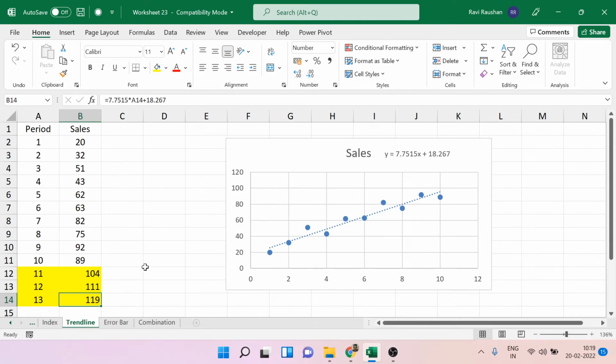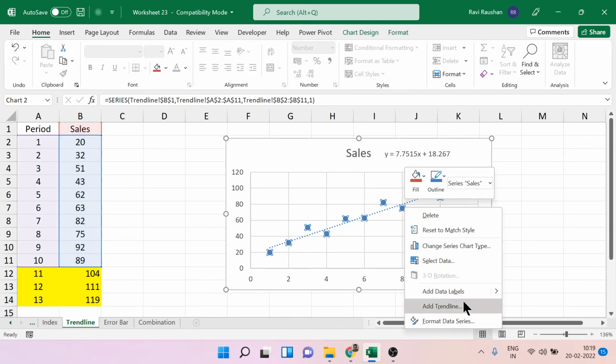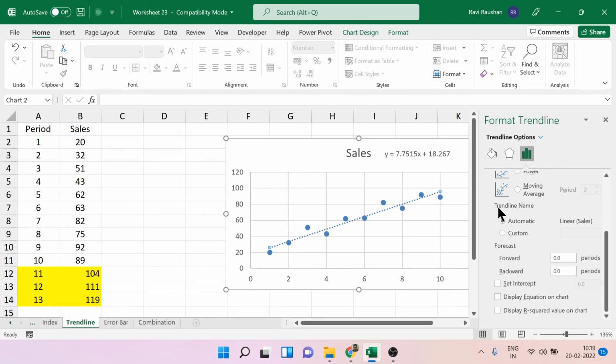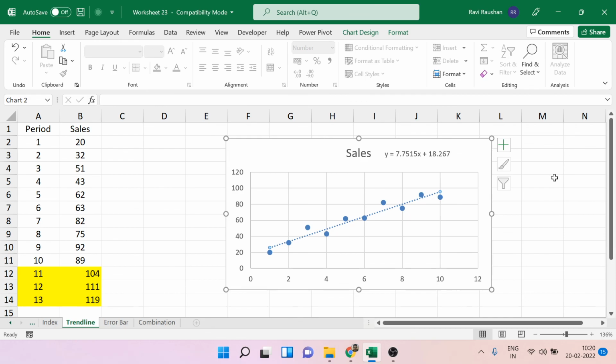So simply you draw a trend line. Again I repeat, you draw the trend line, from here you come down, display the equation, you get the equation, plot the equation for the future period, consider the x value as the period number, and you get your prediction. So as simple as that.